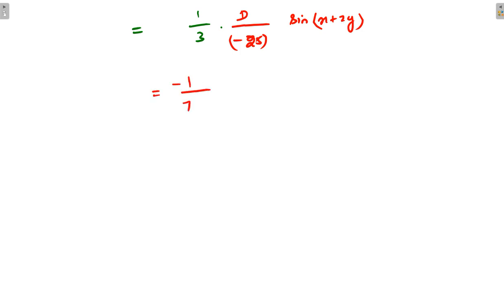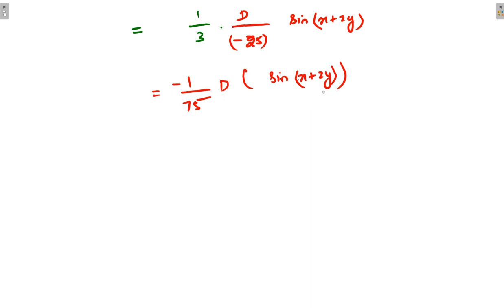So after that you may get 16 minus 16, 9 into 25 minus 25. So which is equal to 1 by 3 into minus 1 by 25 D of sine x plus 2y. So minus 1 by 75 D of sine x plus 2y.